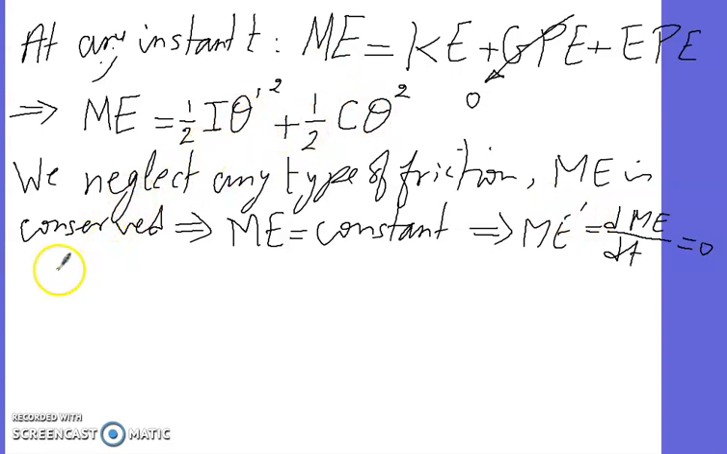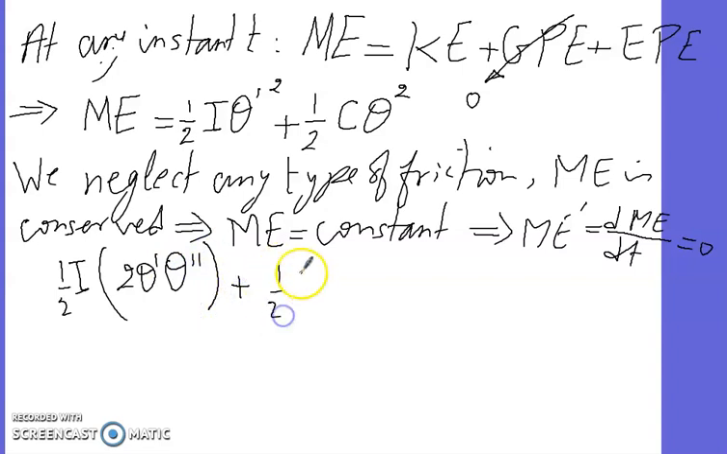Let's do the derivative here. Half I, which is a constant. Now what's the derivative of theta prime squared? It's the same as u squared in mathematics. Derivative of u squared in mathematics, 2u u prime. So here, derivative of theta prime, 2 theta prime, theta double prime, plus half c, derivative of theta squared, 2 theta times theta prime, equal to 0.